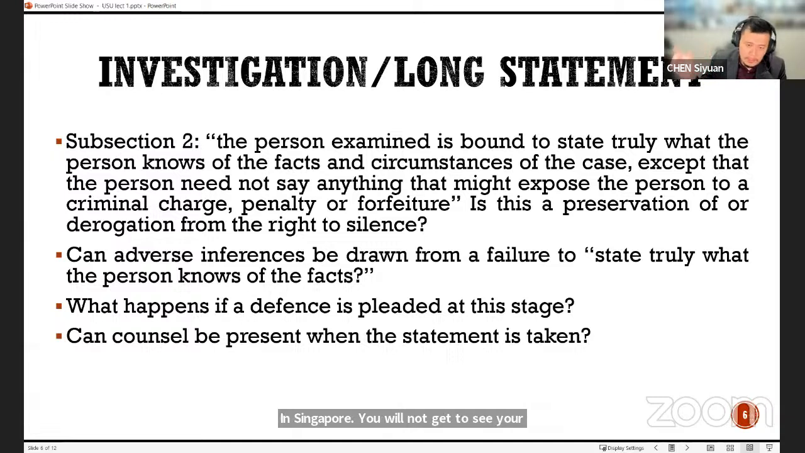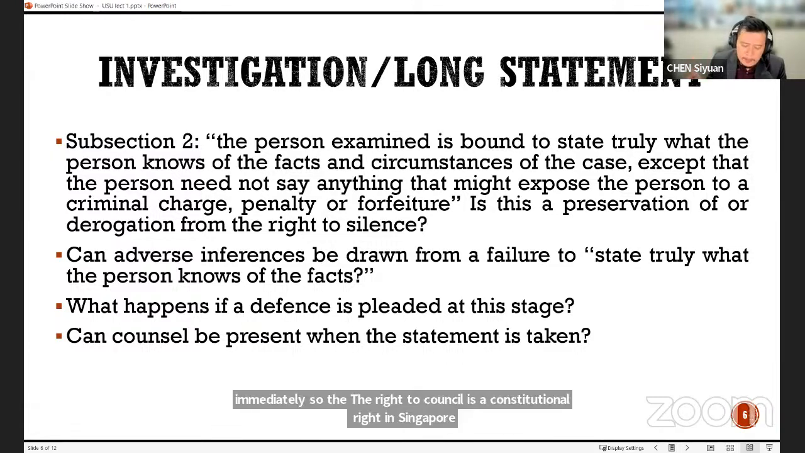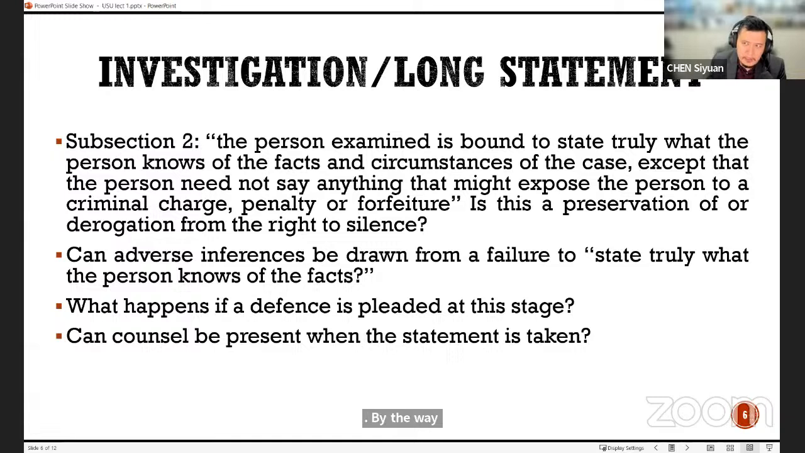So the right to counsel is a constitutional right in Singapore. But the way our courts have interpreted it is that just because it's a constitutional right doesn't mean you can exercise it immediately. You need to give the police reasonable time to complete their investigations first. And so that would usually include the taking of the statements, including the long statements from the accused. So how long is reasonable? It depends on the facts. We have cases in which the accused person could not see his lawyer for about 3 weeks.